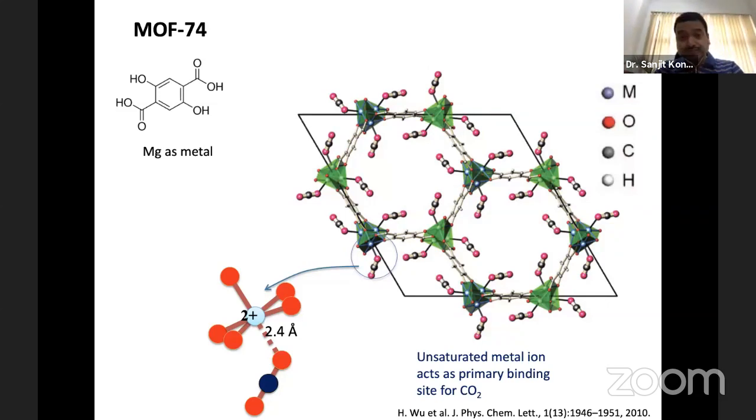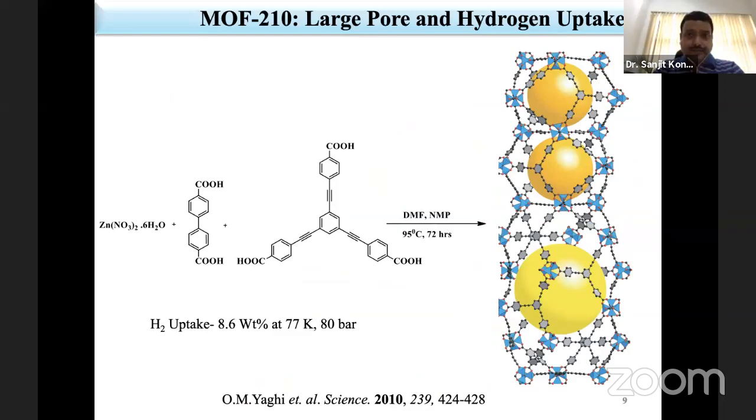Okay. Now, there is another angle of this work, a very important angle, which is hydrogen uptake. Why is hydrogen uptake important in terms of material applications? Because you know that hydrogen is a green fuel. It burns, gives you very high energy, and as a byproduct gives only water. So it is a non-pollutant green fuel.